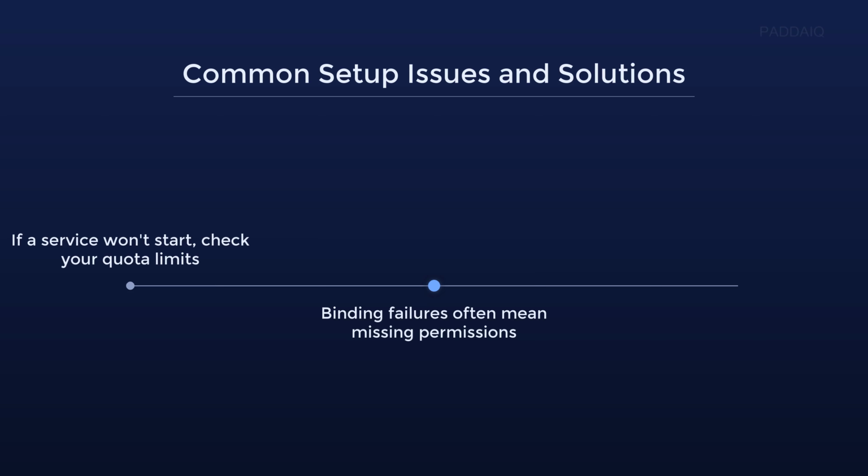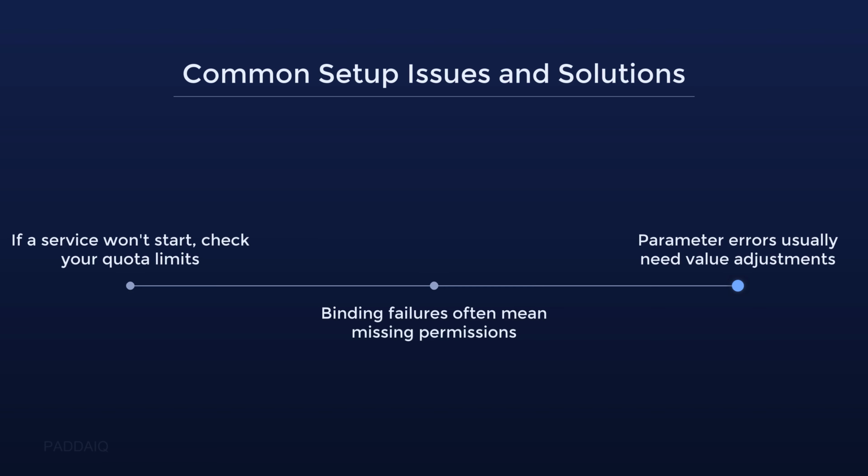Binding failures often mean missing permissions. This means the application is trying to access a service, but its user or identity lacks the proper authorization. For example, a workflow app might fail to write to a cloud database because its service binding does not include the necessary database writer role. Always verify the roles assigned in your service binding to resolve this.